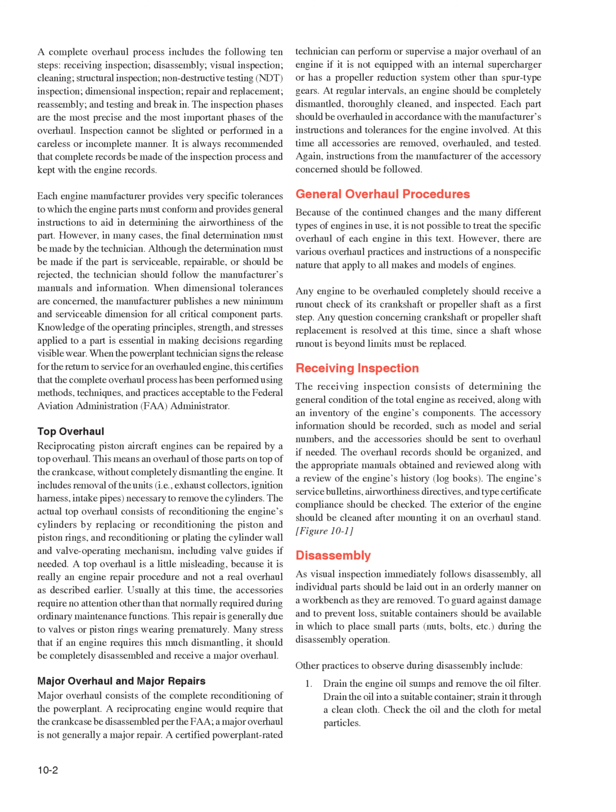Receiving inspection. The receiving inspection consists of determining the general condition of the total engine as received, along with an inventory of the engine's components. The accessory information should be recorded, such as model and serial numbers, and the accessories should be sent to overhaul if needed. The overhaul records should be organized, and the appropriate manuals obtained and reviewed, along with a review of the engine's history, logbooks. The engine service bulletins, airworthiness directives, and type certificate compliance should be checked.